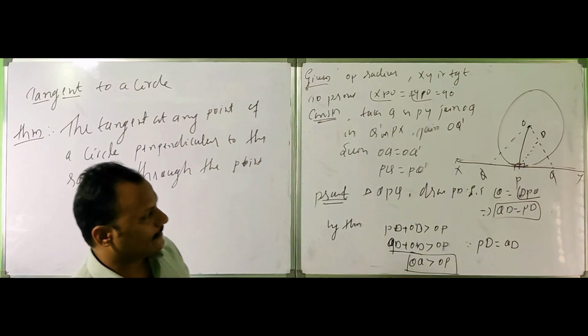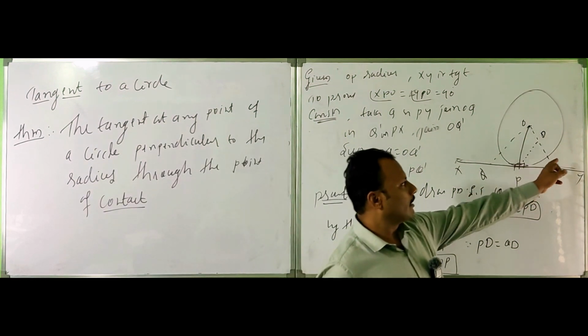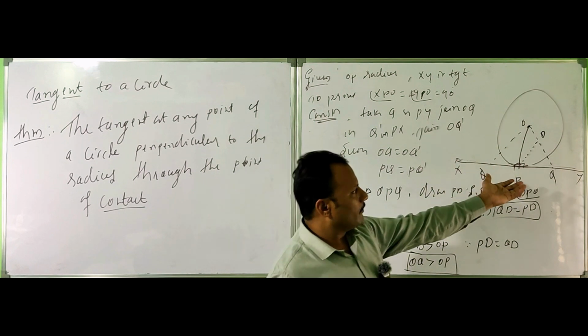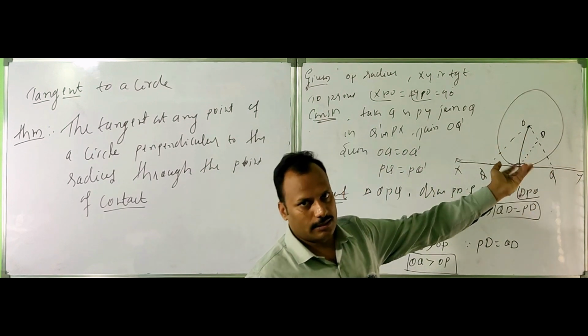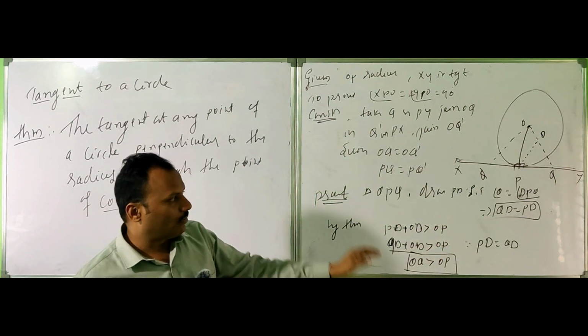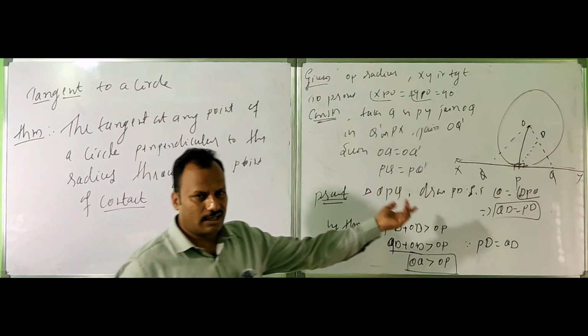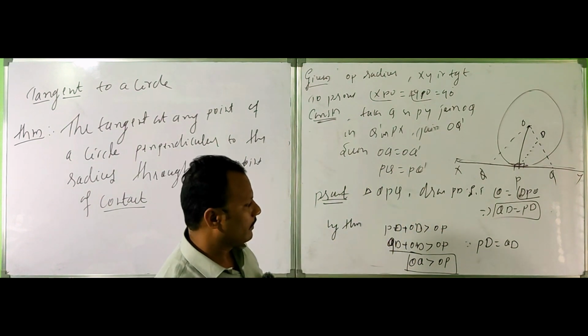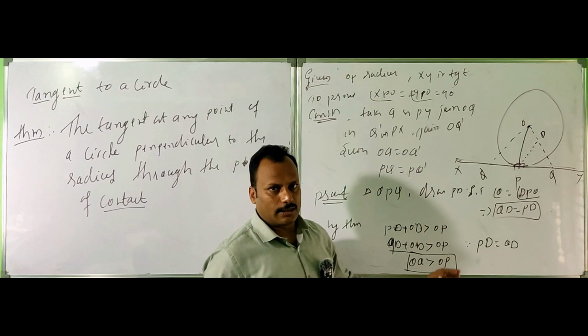OP is considered as radius. Therefore, OQ is greater than OP. They proved like that, but it also depends on the question. If it is a 5 mark question, you have to follow this one. If it is a 1 mark question, you can just see the diagram from the figure. We can prove that like that.